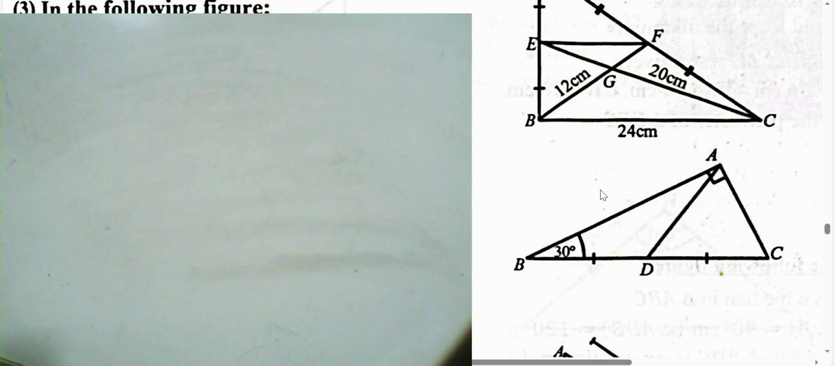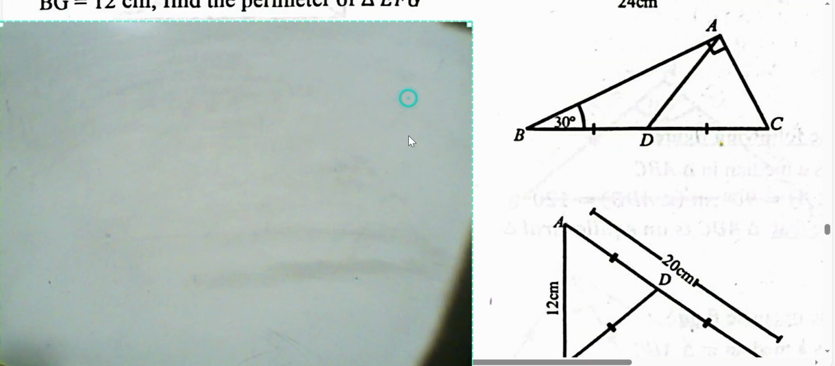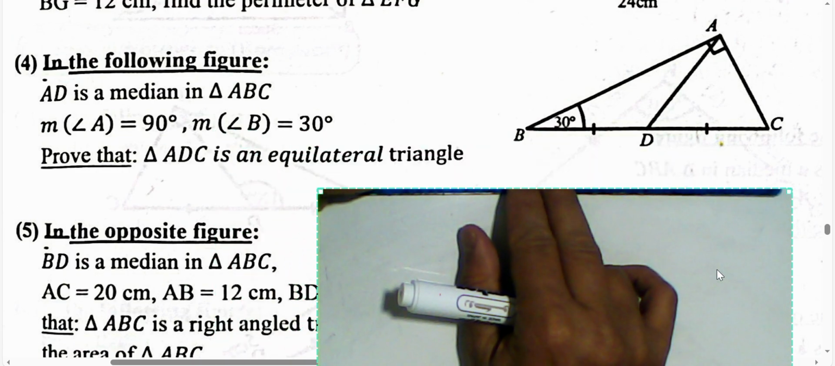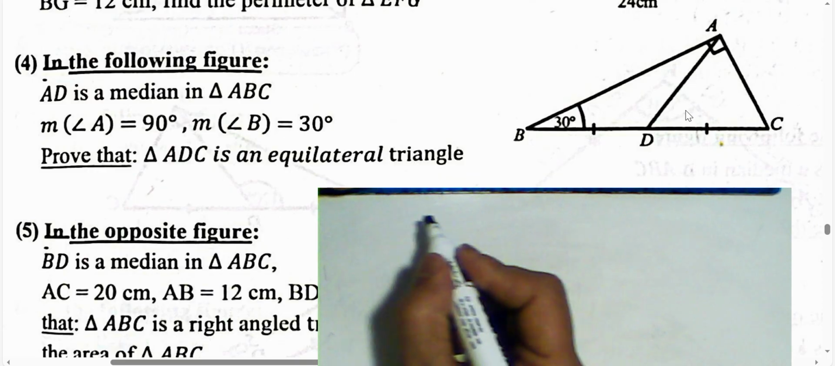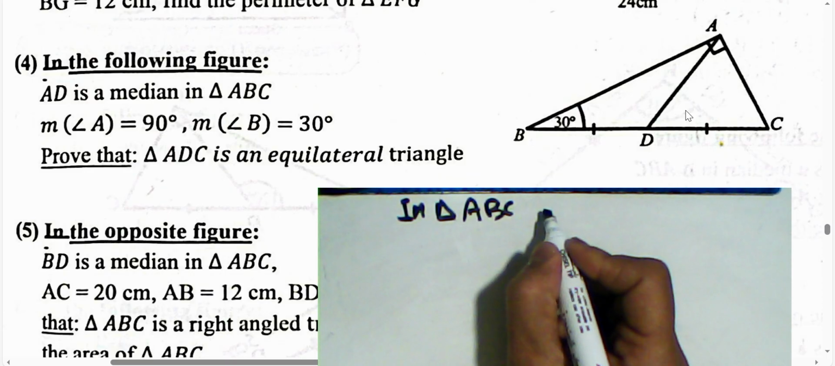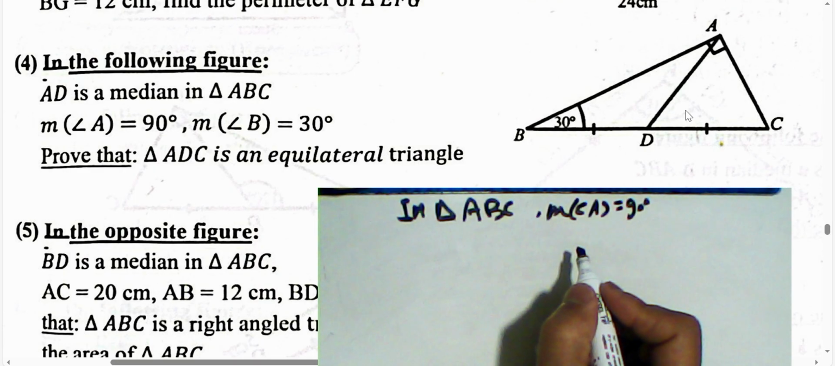Next triangle. We have a right angle triangle here, a third case also. We want to prove that triangle ADC is an equilateral triangle. We have here AD is a median in right angle triangle ABC, measure of angle A is 90 degrees.